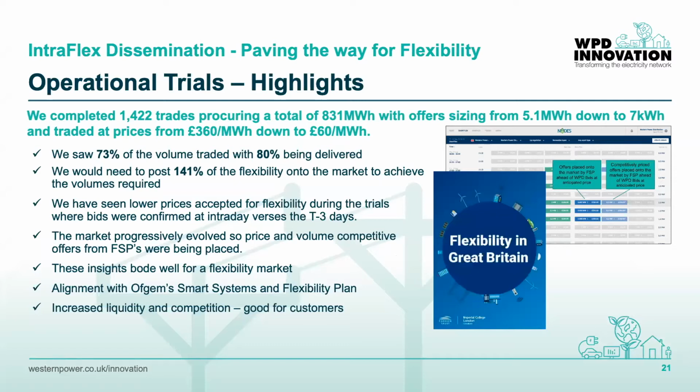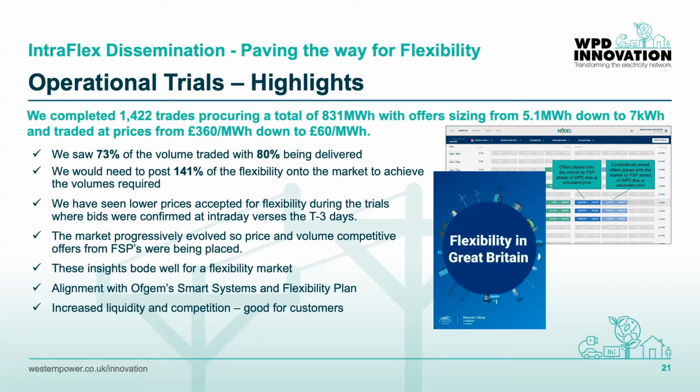So we completed just over 1,400 trades, procuring a total of 831 megawatt hours. And the offers ranged from 5.1 megawatt hours all the way down to 7 kilowatt hours. But the prices ranged from £360 a megawatt hour all the way down to £60 a megawatt hour. We also saw 73% of the volume traded, with 80% being delivered. And it did vary between phase 1 and phase 2, but that's the average.